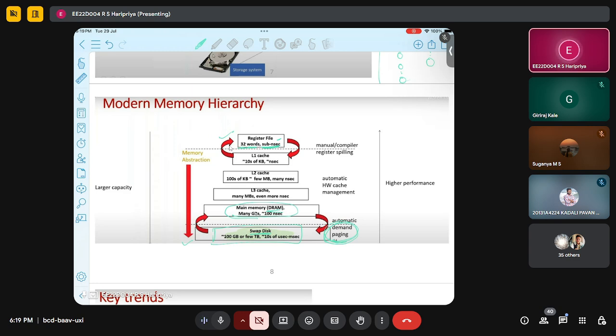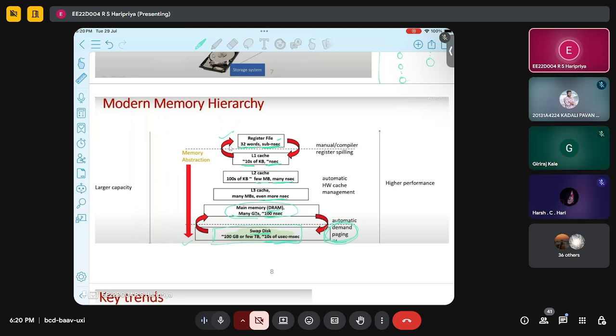Now, what is the speed? We have seen the register files are the highest speed, followed by the L1 cache in the range of nanoseconds, and L2 cache in a few nanoseconds, and a little bit more compared to the L2 cache is the L3 cache speed. RAM takes a few hundreds of nanoseconds, and the swap disk takes tens of microseconds and milliseconds.